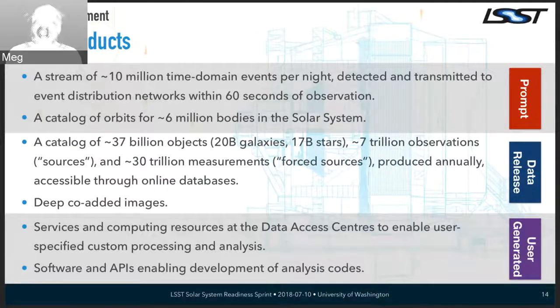Annual data releases will give you a catalog in the end of 37 billion objects, that's about 20 billion galaxies and 17 billion stars. They're comprised of about 30 trillion separate measurements on those objects. We produce these data releases annually, and we make them accessible in online databases. And of course, we also provide not just the catalogs, but the deep images that we've used to generate them.